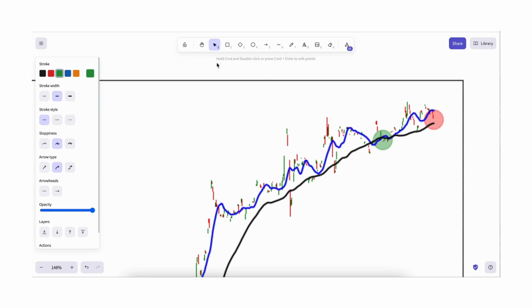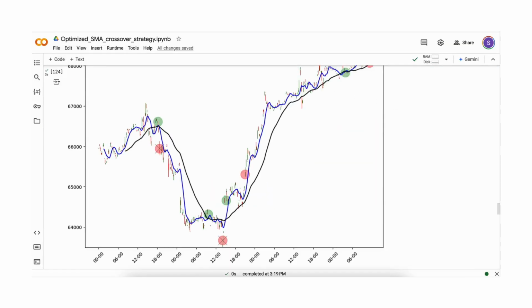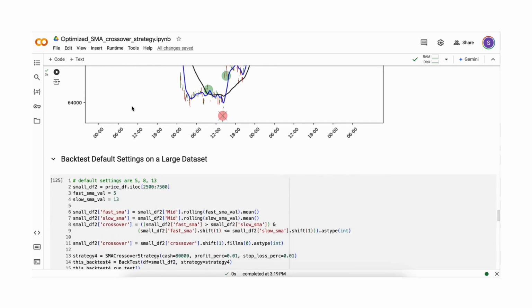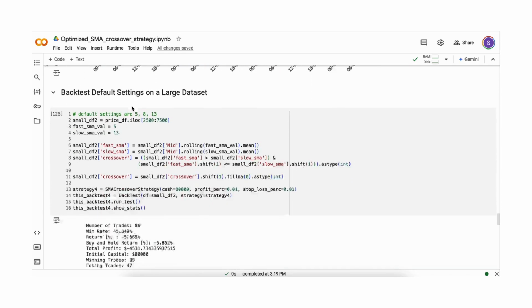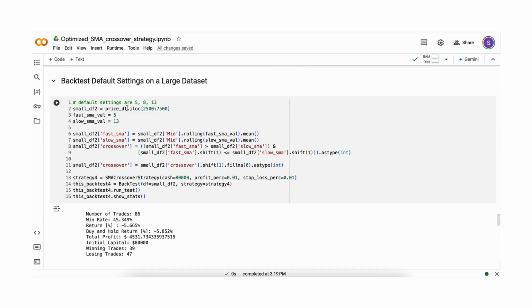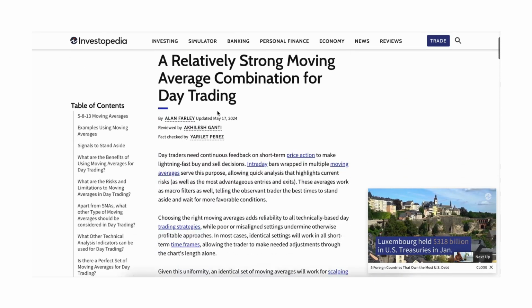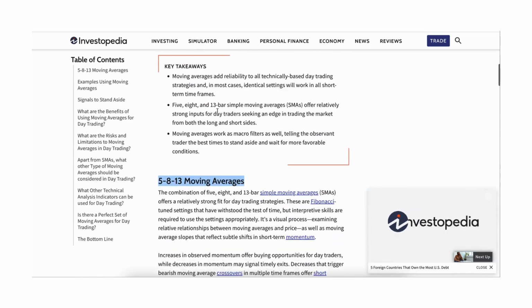But again, these parameters are completely for illustration purposes, and we do not use them to understand the performance of our strategy. In order to understand the performance of a strategy, we use the default settings. As I was saying, if you go to Investopedia and ask what are the strong moving average combinations for daily trading?